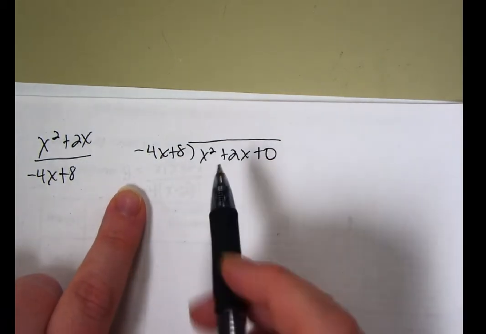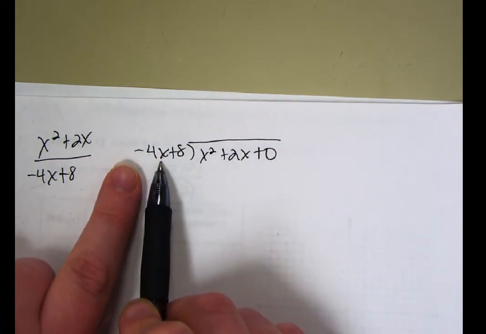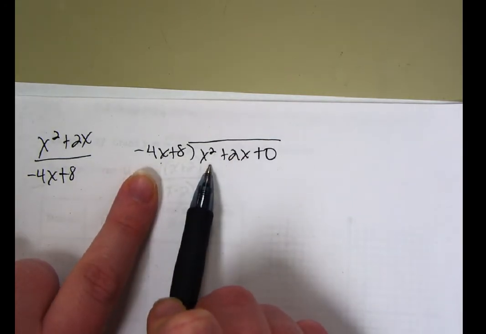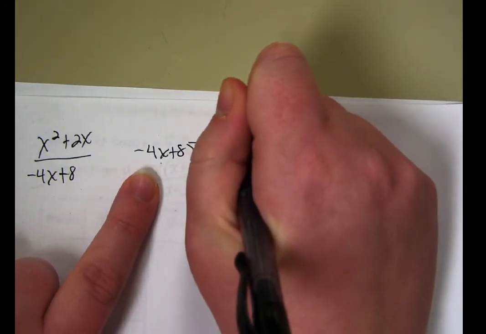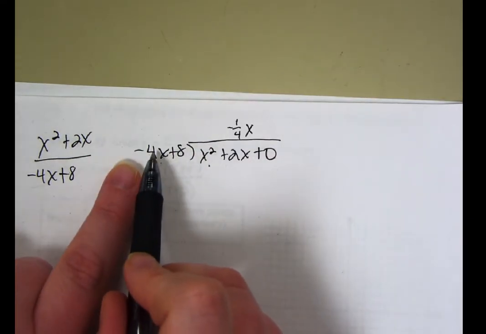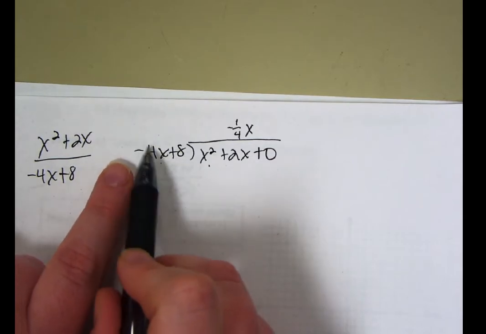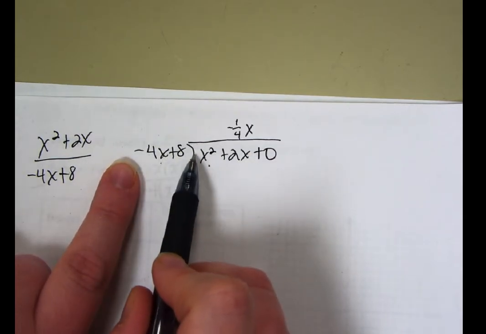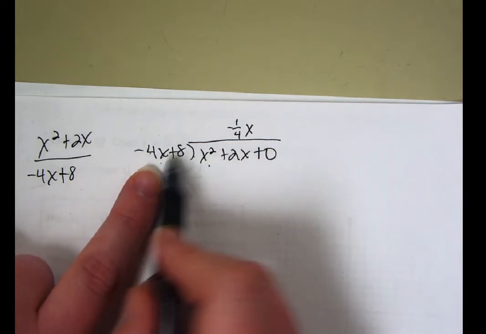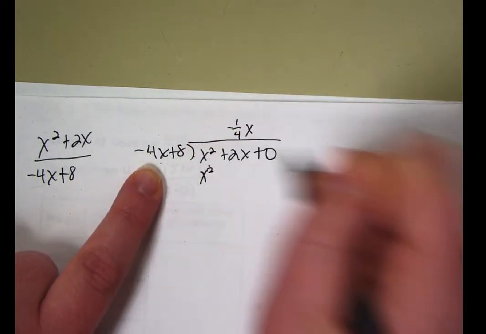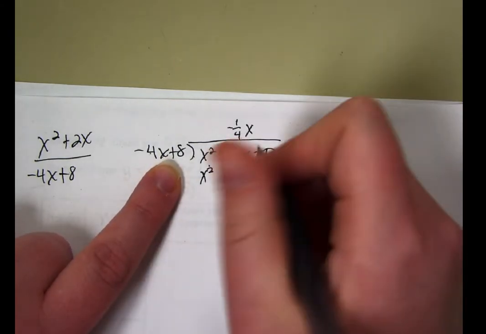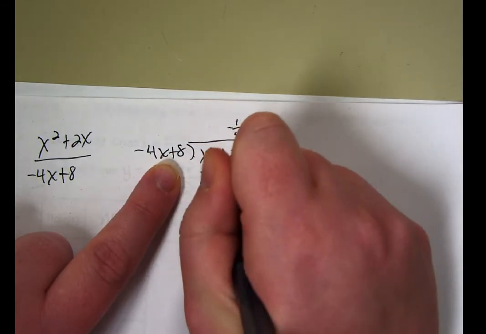And so what we ask ourselves is -4x times what gets us x squared? And that's where we get that it's a -1/4 x. Okay, so essentially I need to multiply by the reciprocal of the coefficient so that I get a coefficient of 1. So -4 times -1/4 is 1, and x times x is x squared. And then I'm going to take -1/4 x times 8 to get -2x.